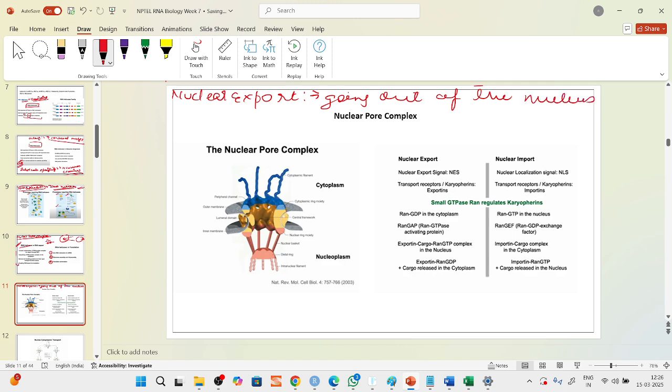and nuclear import, going inside the nucleus. Is it clear? Just read these. I'll give you 2 minutes. Just read all the differences or the comparisons which are given.